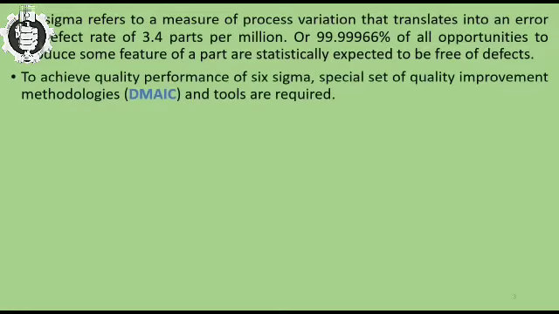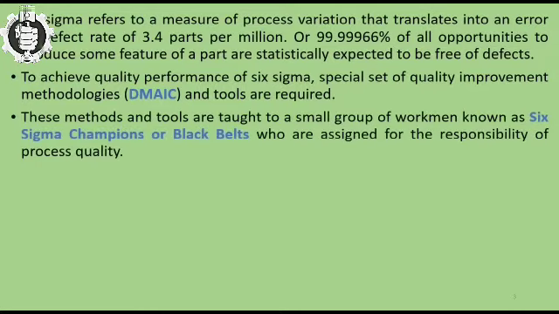To achieve Six Sigma quality performance, a special set of quality improvement methodologies like DMAIC, which will be explained later, and tools are required. These methods and tools are taught to a very small group of workmen known as Six Sigma champions or black belts, who are assigned the responsibility of process quality.